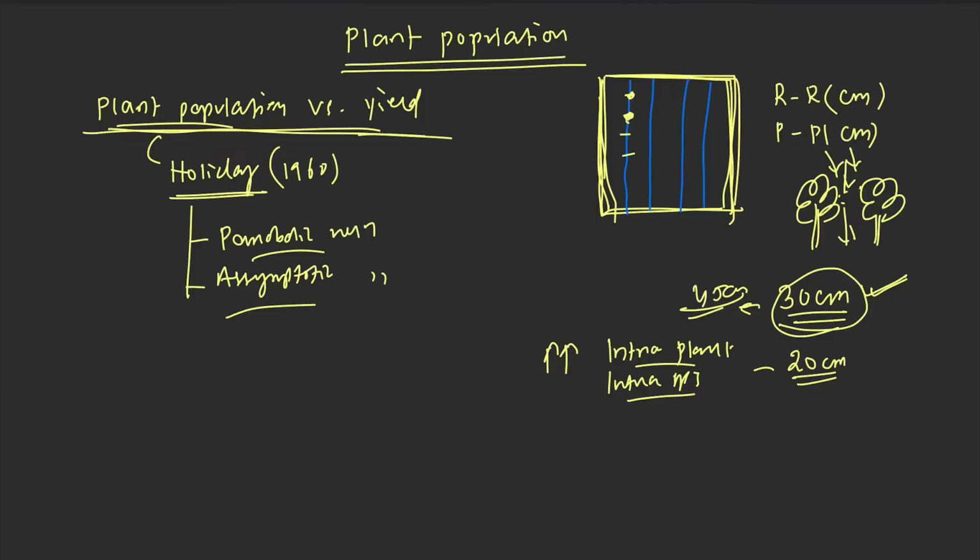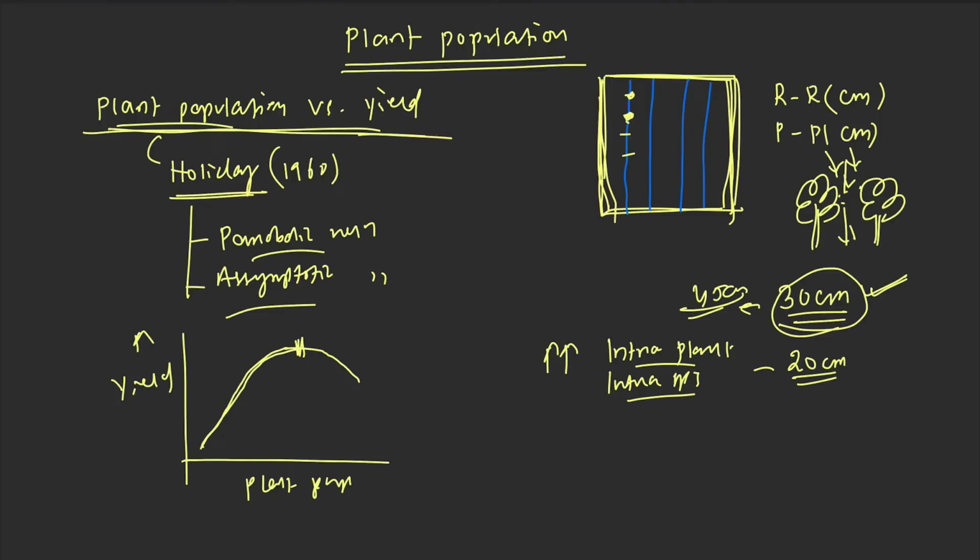So in parabolic relation, what happens? Suppose this is yield and this is plant population. As we increase the plant population, the yield will increase, then it will reach a maximum, then it will decrease. So this is the plateau level up to which, if we increase the plant population, the yield will increase. After reaching this plateau, the yield will decrease. Most of the crops like rice and wheat show this parabolic relationship, right?